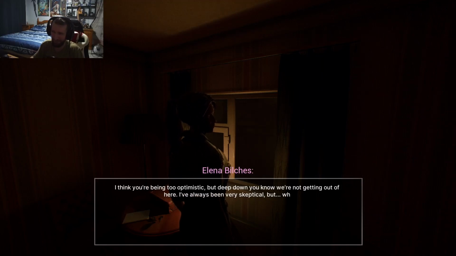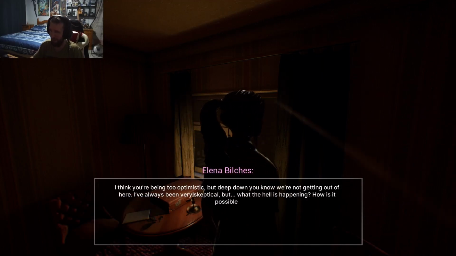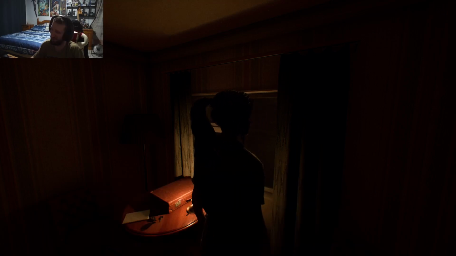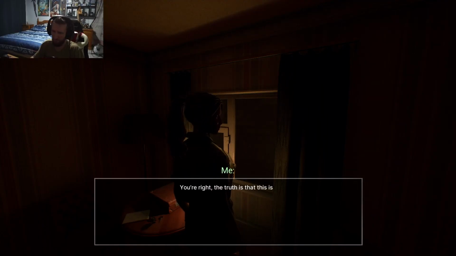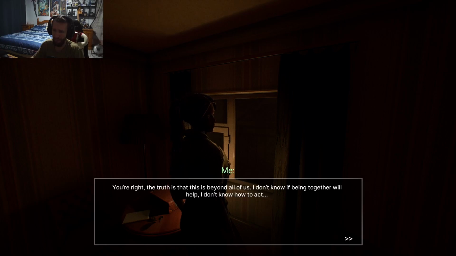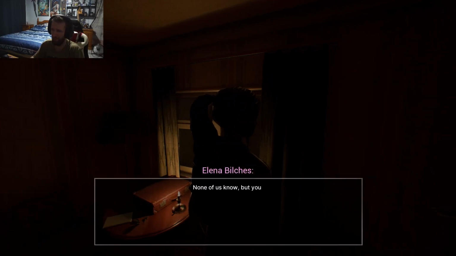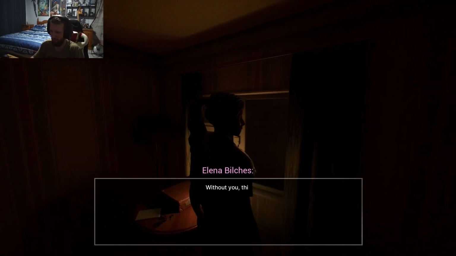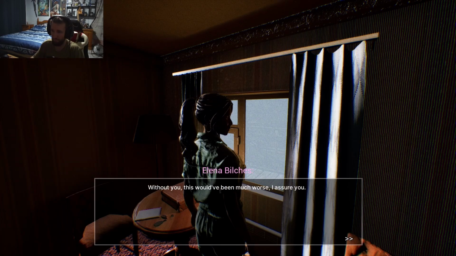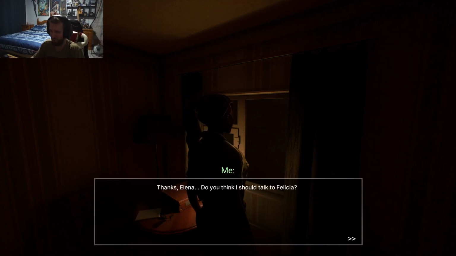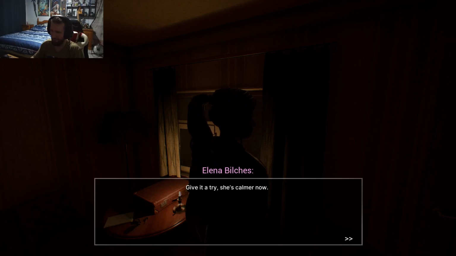I've always been very skeptical, but what the hell is happening? How is it possible that we're in this situation? I can't find any other rational explanation. You're right. The truth is that this is beyond all of us. I don't know if us being together will help. I don't know how it will act. None of us know, but you've decided to do something, and I'm grateful for that. Without a doubt, this would be much worse, I assure you. Thanks, Elena. Do you think I should talk to Felicia? Give it a try. She's calmer now. I'll try to talk to her.